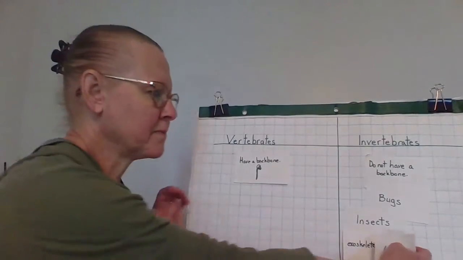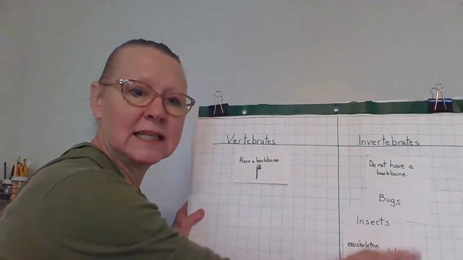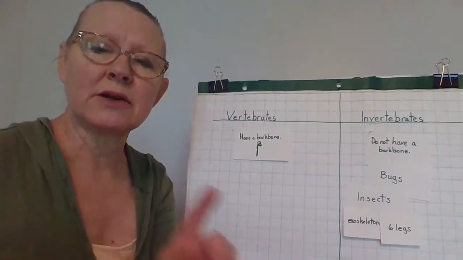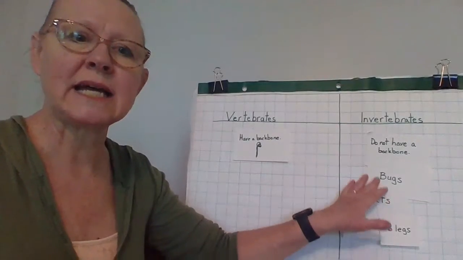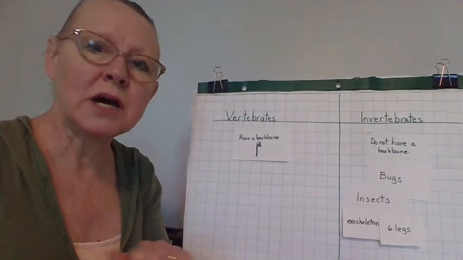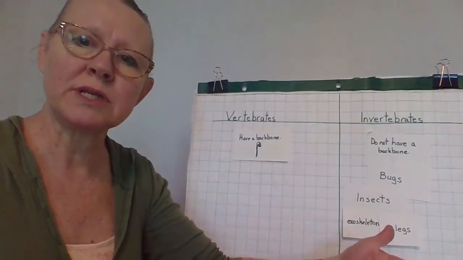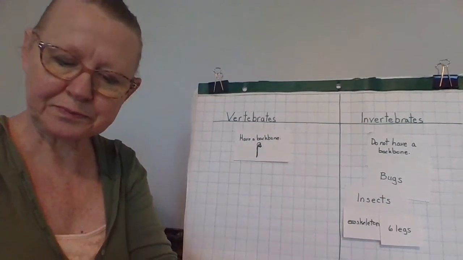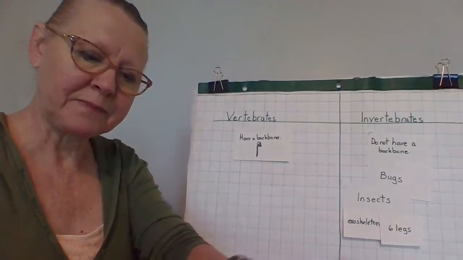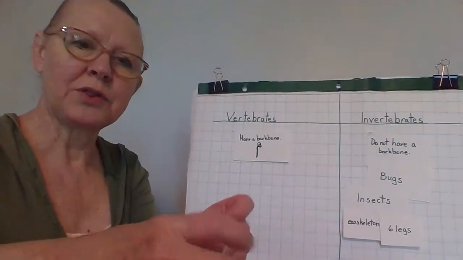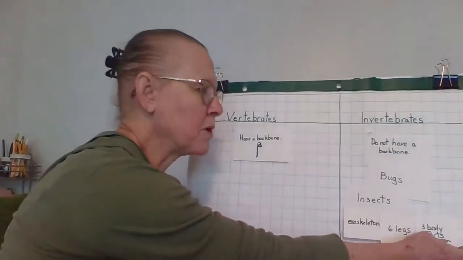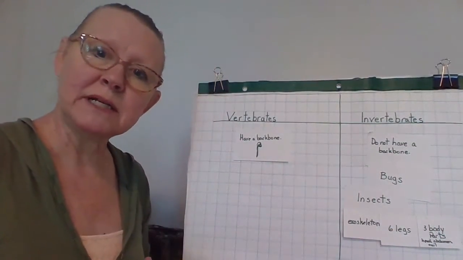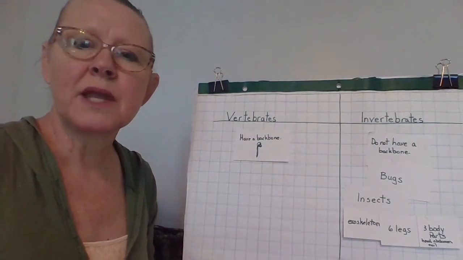Insects have 6 legs. And so that's how we know that it's an insect. There are other insect type bugs that don't have 6 legs but have more than 6. And so they're not true insects. Insects have 3 body parts. Their bodies are broken into 3 parts. They have a head, an abdomen, and then they have a tail.